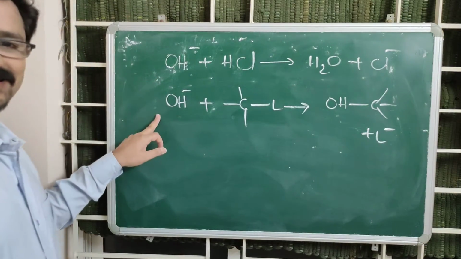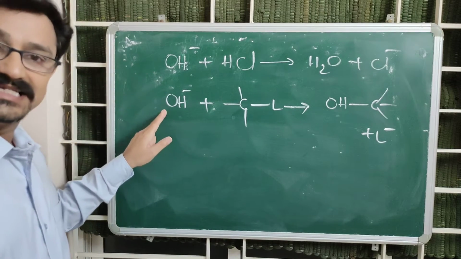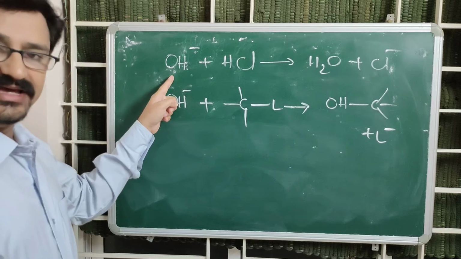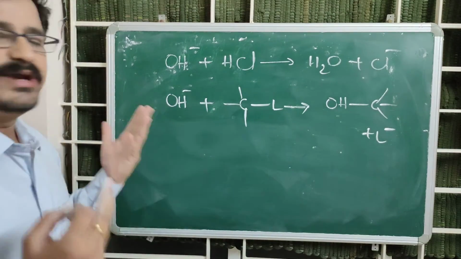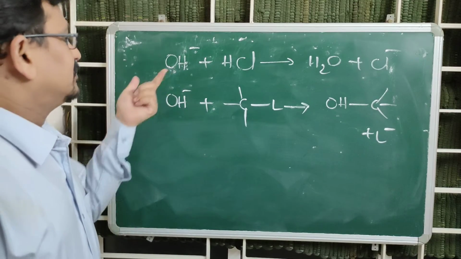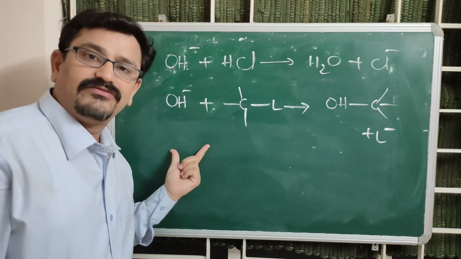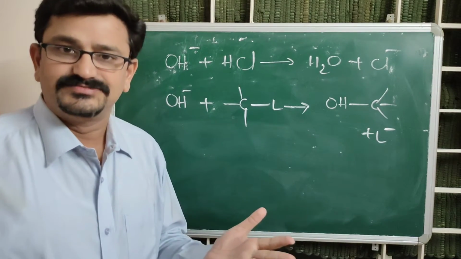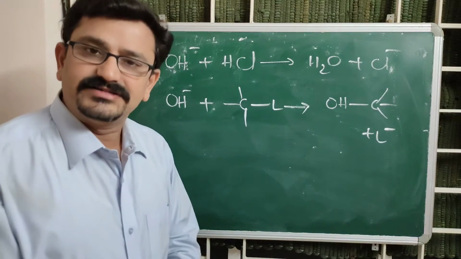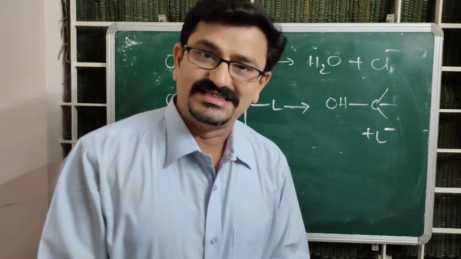So here and there the substance is the same. Have you observed? Here and there the substance is the same, but here it is acting as a base, whereas in the other reaction it is acting as a nucleophile. How to predict when a substance acts as a base and when a substance acts as a nucleophile? To predict this, we need certain factors. So our next topic is factors that help us in predicting basicity and nucleophilicity.